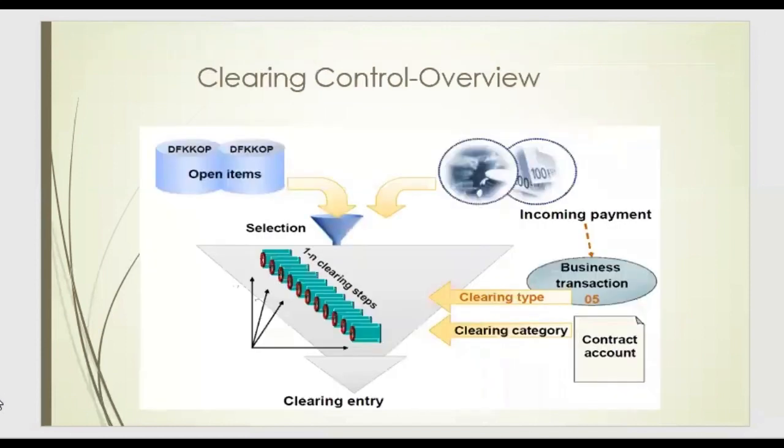Now, how is the clearing control actually seen if we put it into a diagram? You can see we have open items from the DFKKOP table, and a collection or payment is coming. Then, based on the clearing type, which is actually the priority, and the clearing category, which again defines which line item needs to be cleared first, we clear one after another in different steps.